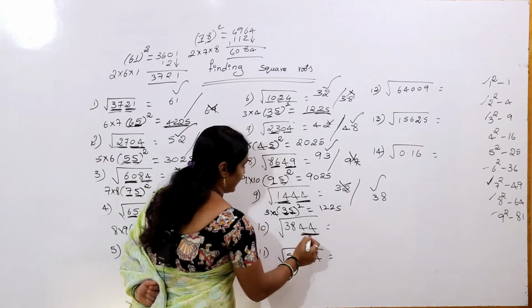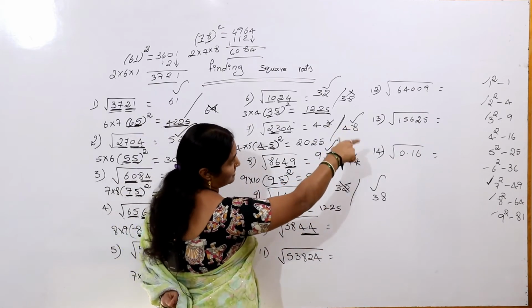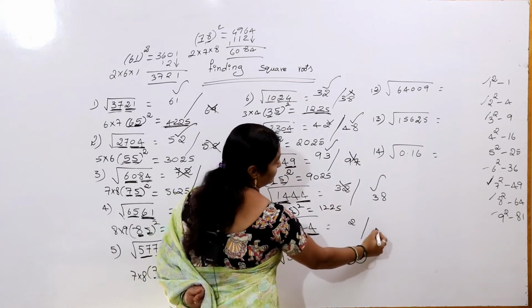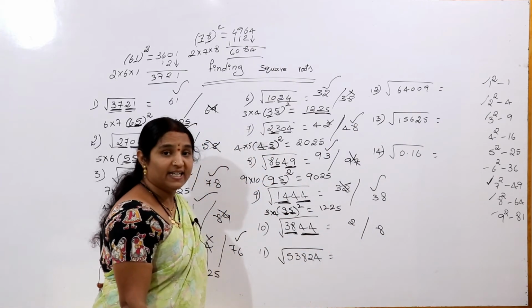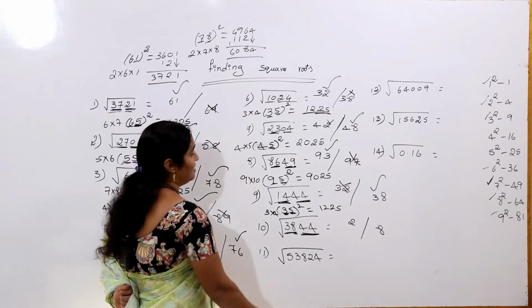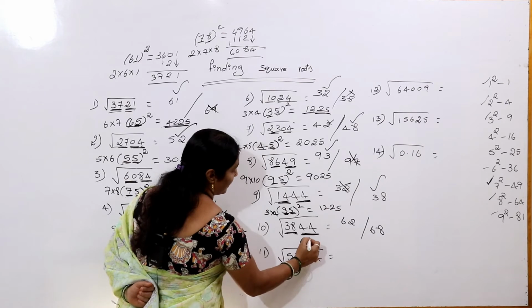Last two digits are ending with 4. So ending with 4 means what are the numbers? 2 or 8. Remaining two digits are 38. 38 is the nearest square number of 6. 6 square is 36. Hence we check for 65 square.